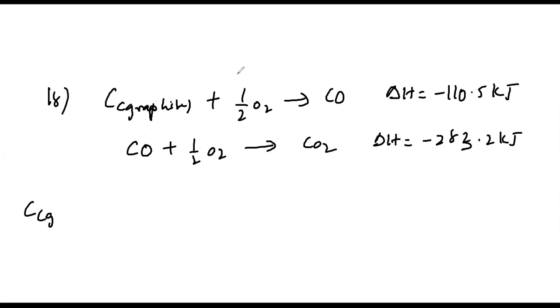Next, we have to find the required equation. I will write the required equation. This is the required equation we have to find: carbon, graphite plus O2 gives rise to CO2.